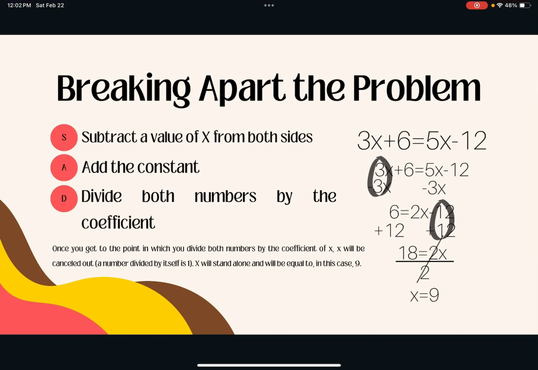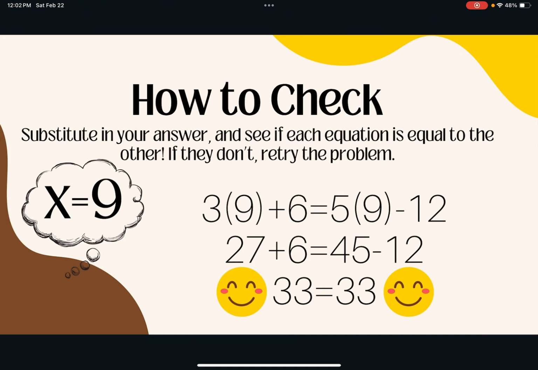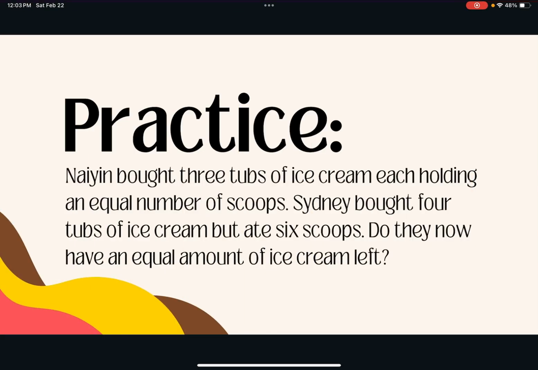Okay, now we're going to check it. We're going to substitute in our answer and see if each side of the equation is equal to the other. If they're not, we're going to retry the problem. So we just solved for x equals 9, so we're going to substitute that in for both x values. So 3 times 9 plus 6, so 27 plus 6, is it equal to 5 times 9 minus 12, or 45 minus 12? It is. 33 does equal 33. Nice job, you guys.